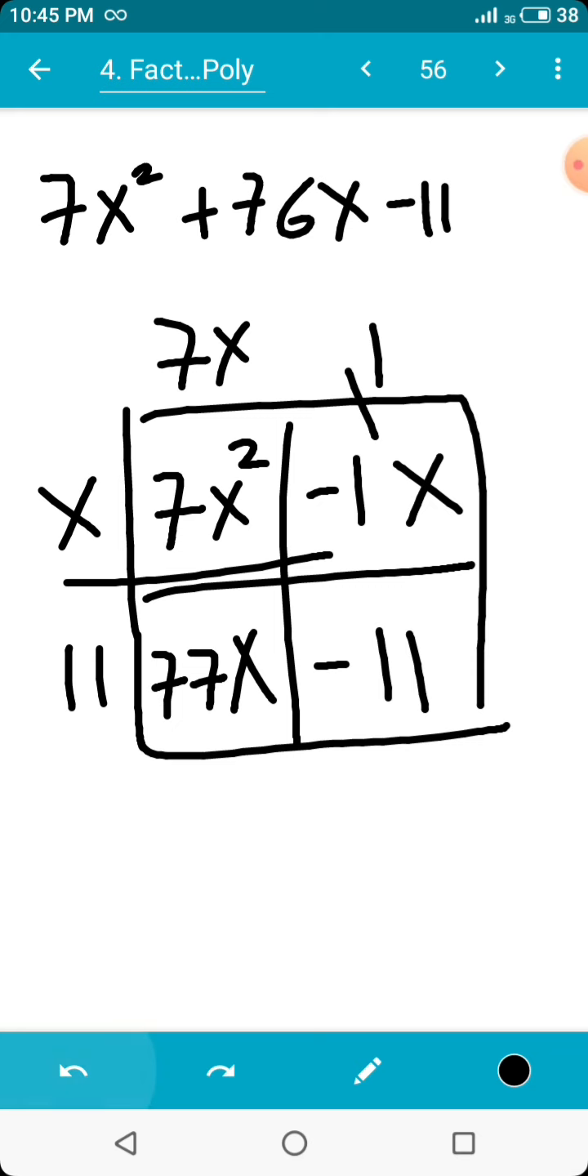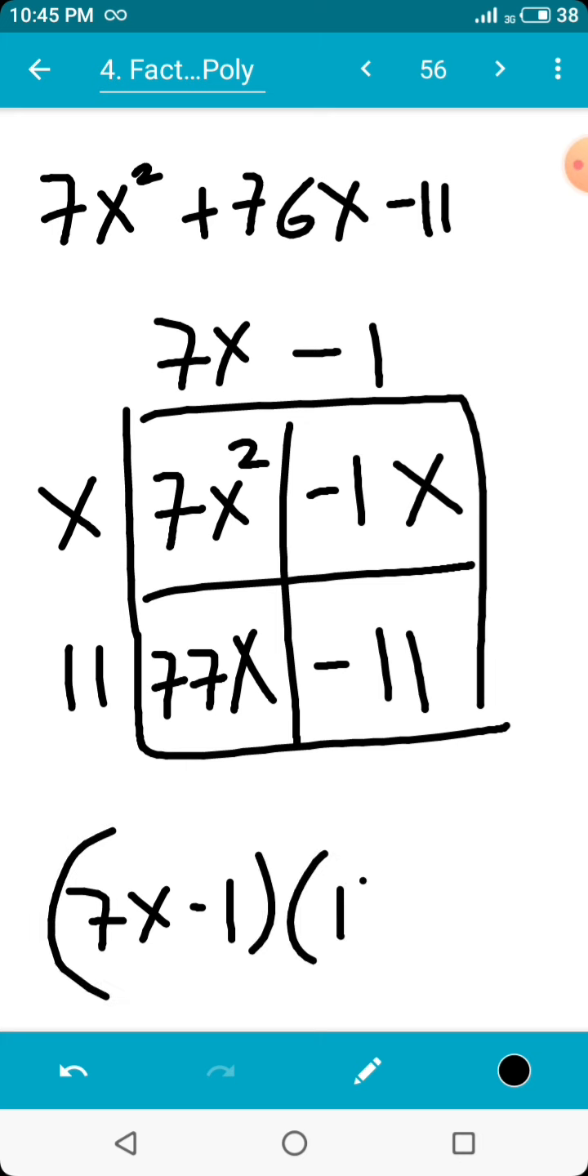So, ibig sabihin, dapat ang sign ng 1 natin ay negative. Kasi negative x ang lumabas. So, 7x times 11, that is 77x. So, tama. Negative 1 times 11, that is negative 11. So, tama na. Okay? So, yung factors natin ay 7x minus 1 and then, x plus 11. Okay? So, ito lang din yung factors na nakuha natin kanina nung nag-factor tayo nitong trinomial. Okay? So, again guys, there are different ways to get the factors of trinomials. So, it's up to you kung anong gagamitin nyo. Basta alam nyo yung logic behind it. Okay?